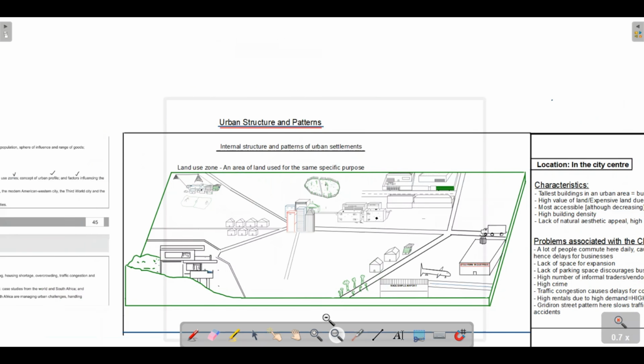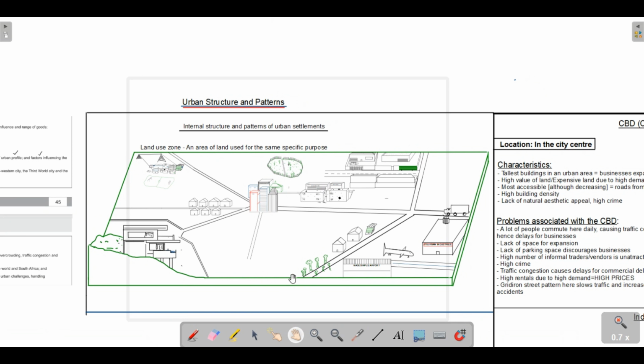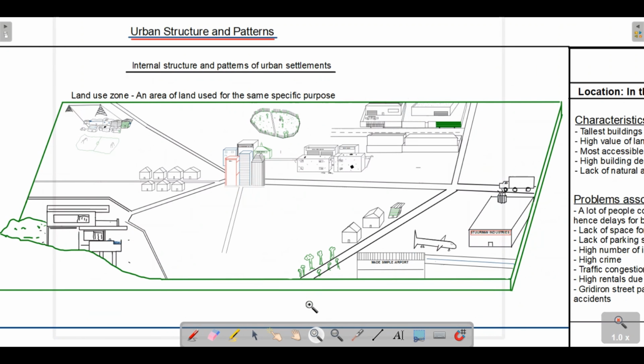You have to be able to identify each zone, describe its characteristics, as well as its relationship with other land use zones, because as much as these are different, they do have a relationship with each other. You have to be able to describe that, as well as the problems that are faced in some areas, and the solutions. It's a lot that they can ask you in question 1.4 of paper 2. This is where you're going to get the land use zone questions.